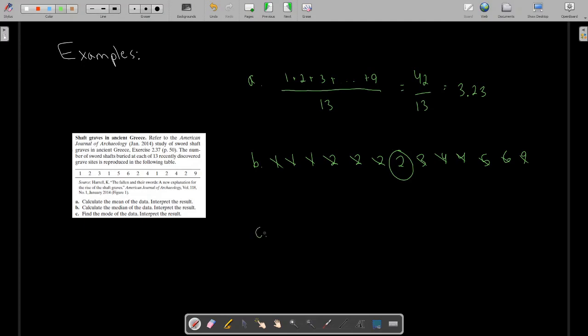And then in part C, we want to find the mode of the data and interpret the results. So the mode is the number that shows up the most, and we can see from when we wrote all of these out when finding the median that 2 is actually what shows up the most. It shows up 4 times, and so that is our mode. In interpreting this result, we'd say 2 sword shafts is the most common number of sword shafts that we observe in these burial sites.